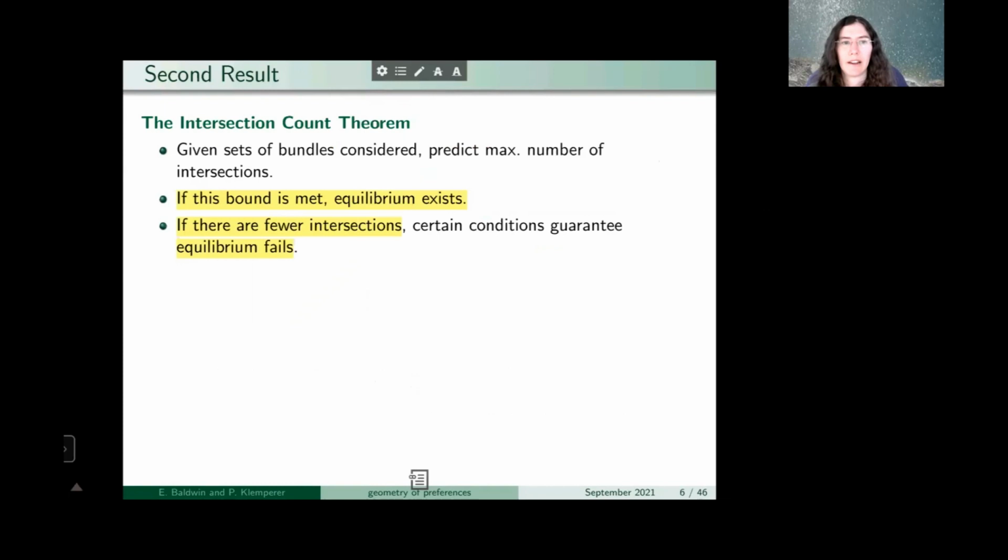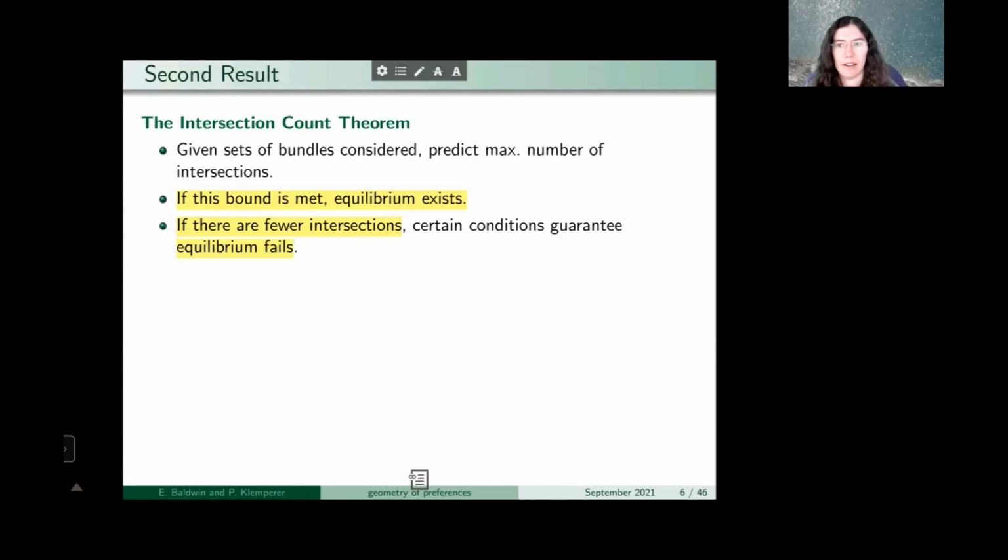That given the sets of bundles that the agents are considering, we can predict the maximum number of intersections between these lines that we draw. And if you meet that bound, if you've got exactly the maximum number of intersections that you ought to have, then you get an equilibrium. And if there are fewer intersections than that, then under certain conditions, equilibrium will fail. So this is not looking at the overall properties of the two agents' valuations, but at the way they go together.